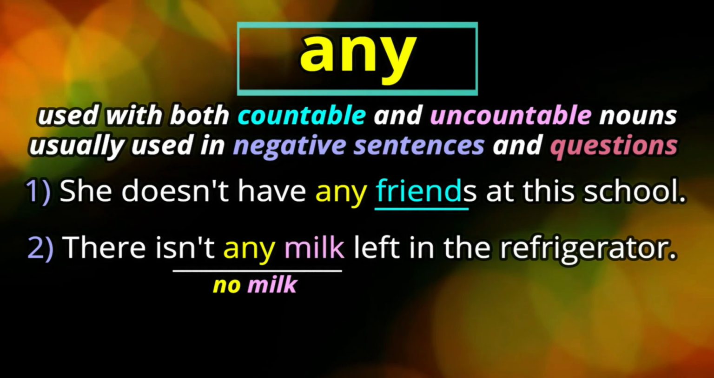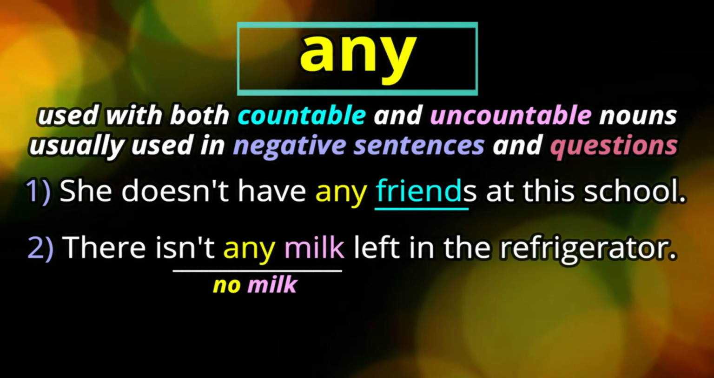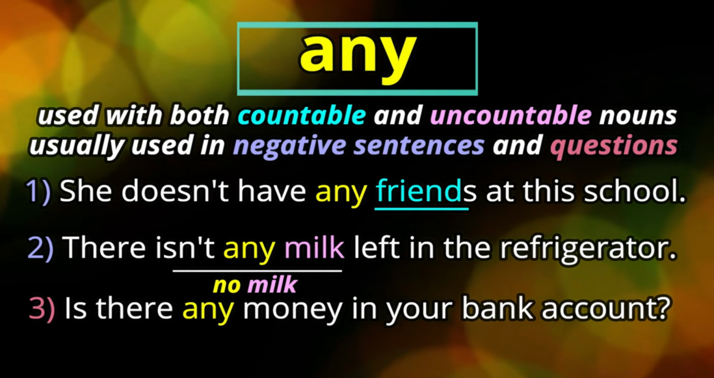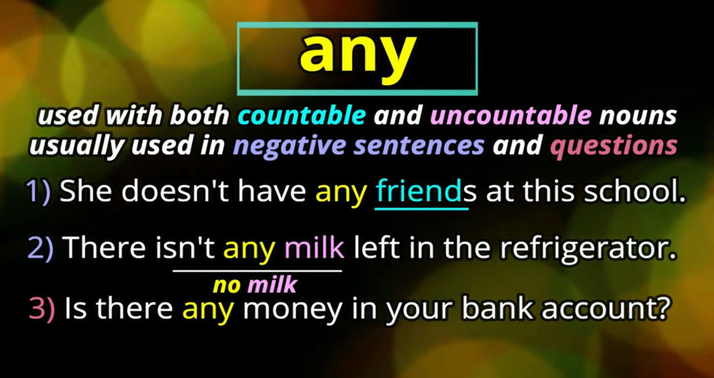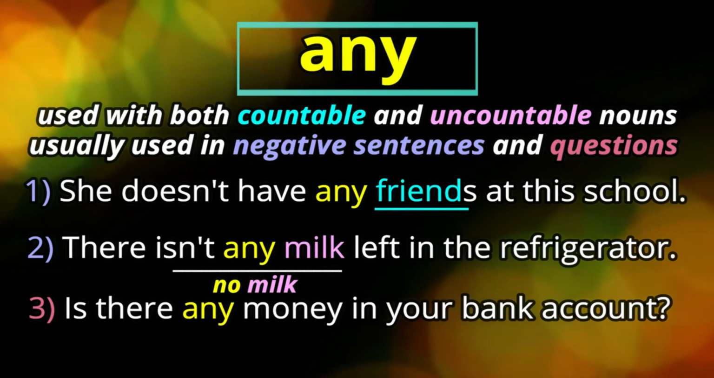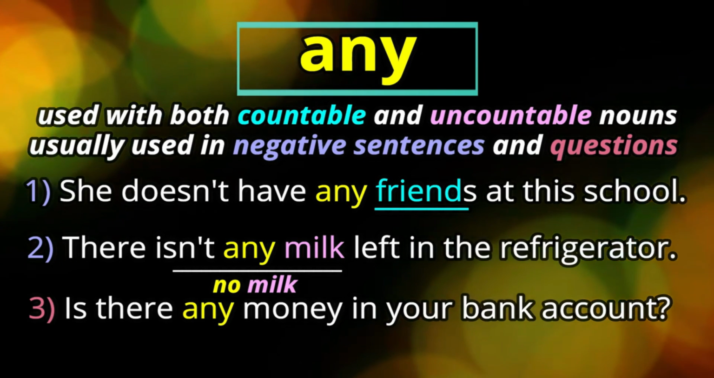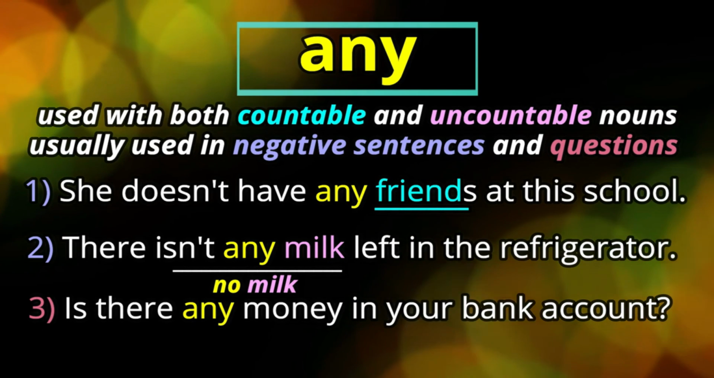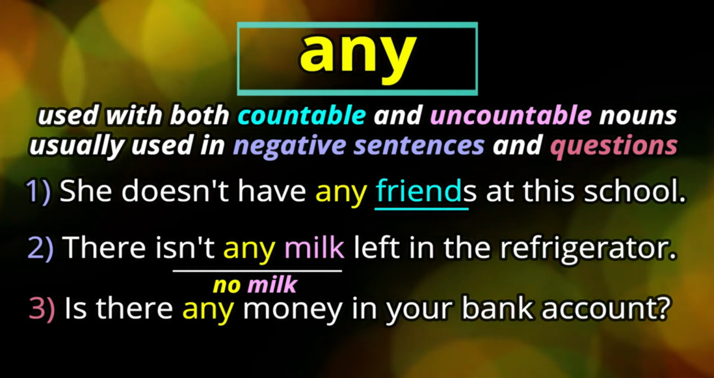Milk is uncountable. And in the third example, we have a question. Is there any money in your bank account? This is a neutral question, right? It's not a negative or it's not a positive. It's just, the person is just asking. Is there any? All right, and that's how it's used.